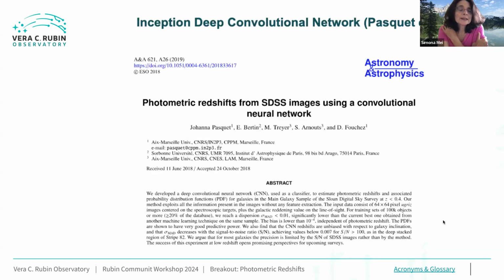So the network that we have installed in RAIL is the Inception Deep Convolutional Network by Pasquet et al. 2019, that I already mentioned before. This network has been demonstrated to be highly performant on SDSS images, and we took it at first like it is. So we just made the interfaces in RAIL, because after testing with respect to many other networks, it is still the most performant on SDSS images with respect to all our tests.